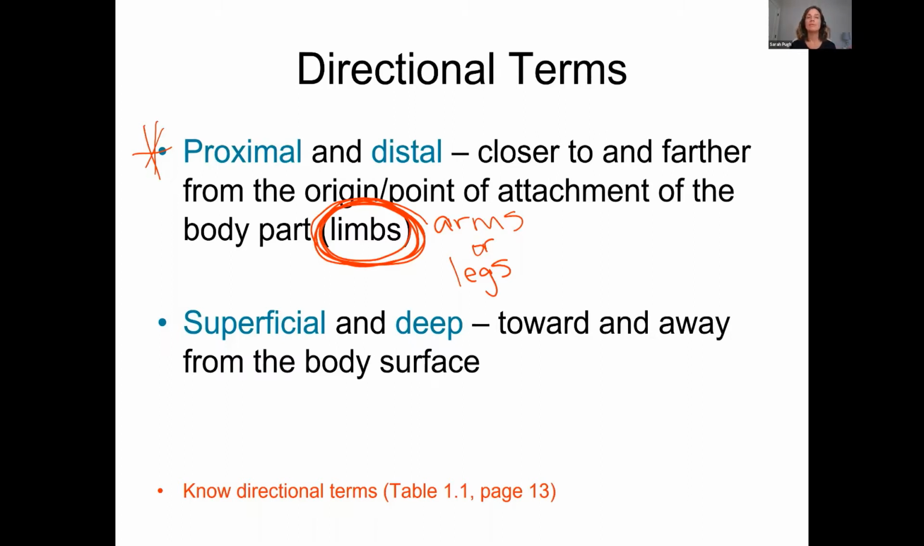So it is important that you know all these directional terms that we just walked through. Okay, and in your lab this week, there are some directional terms where you just have to identify these different terms using an image.